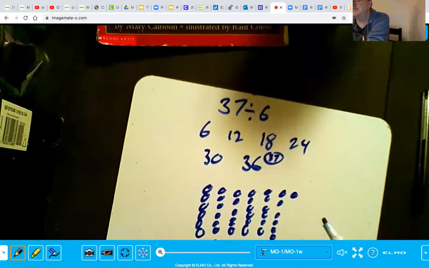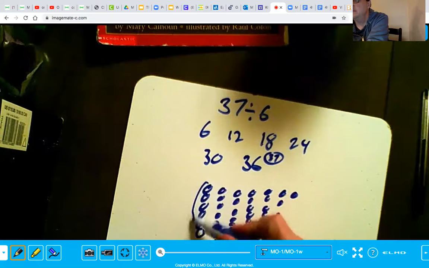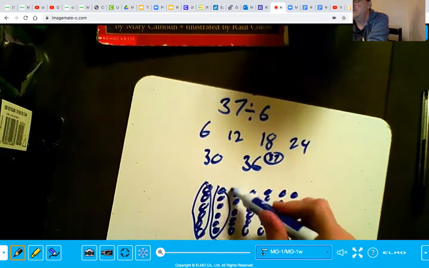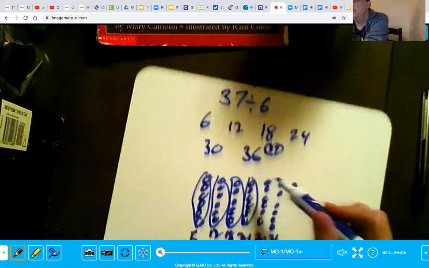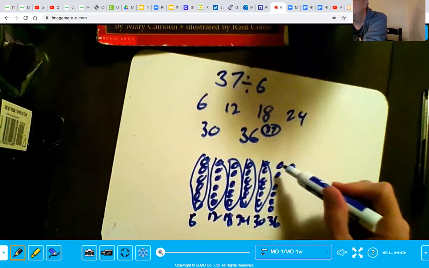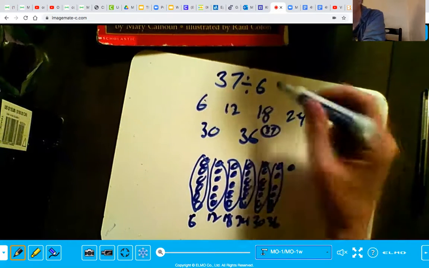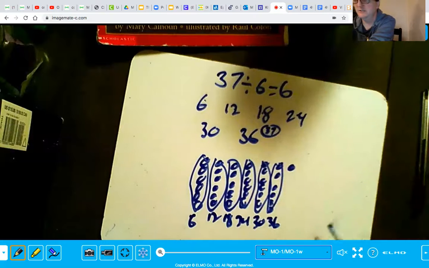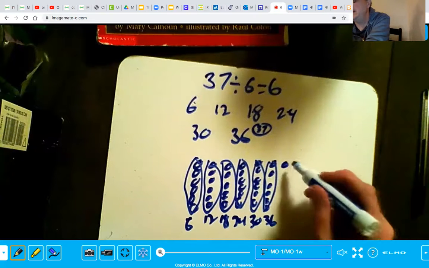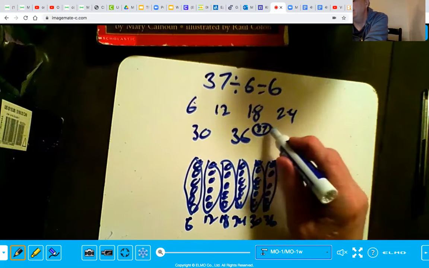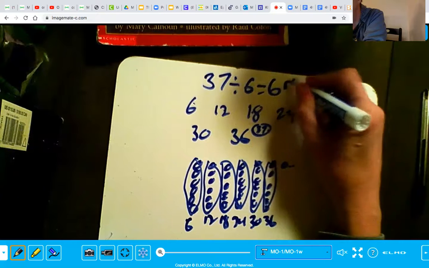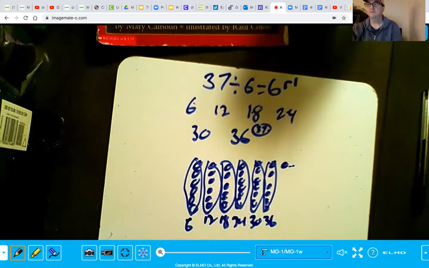So how many groups of 6 do we have? 1, 2, 3, 4, 5, 6. So we've got 6 groups of 6 in 37. But then we've also got this remainder, right? We see it there. We have a remainder of 1. So that's another thing to learn in division, is that it doesn't always work out evenly.